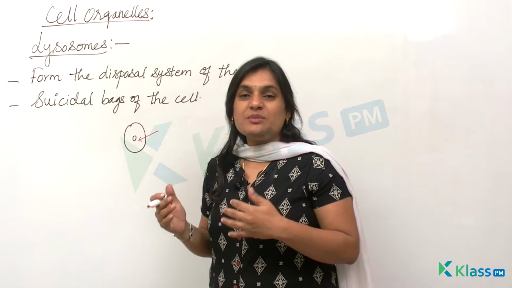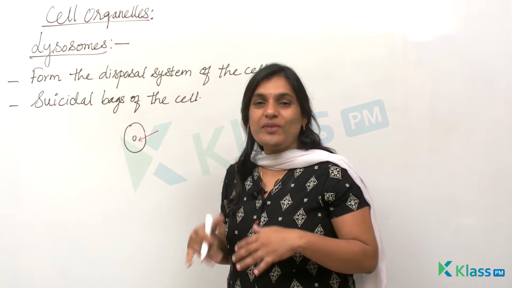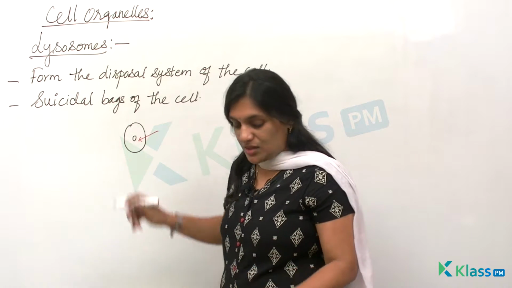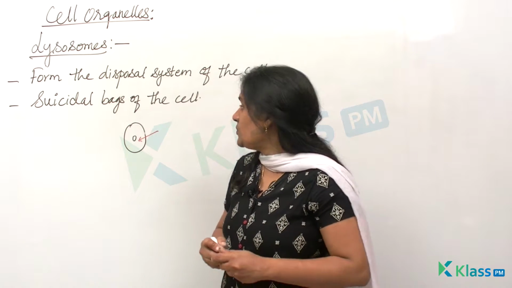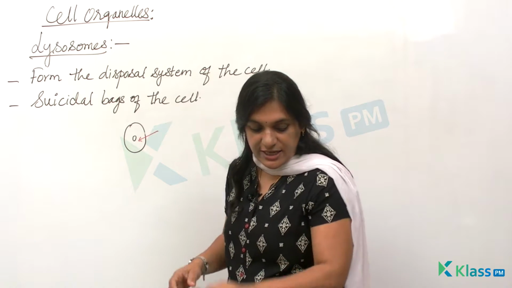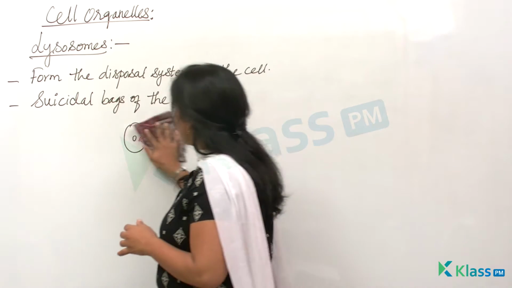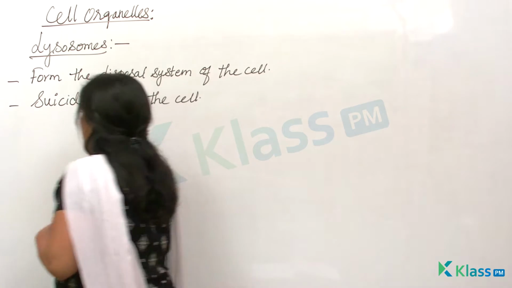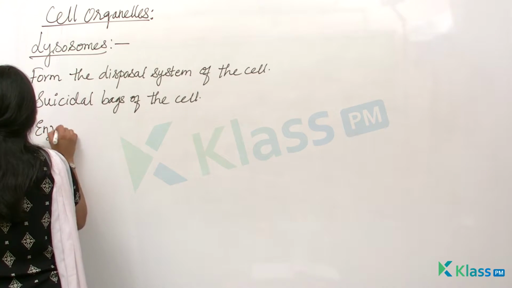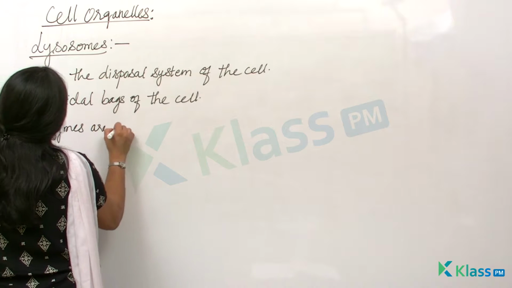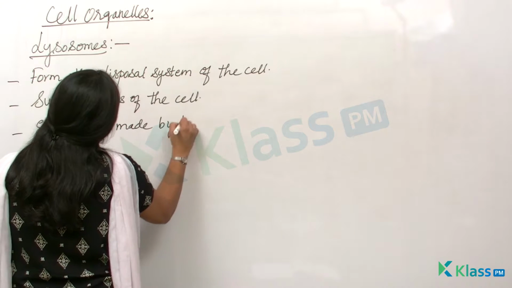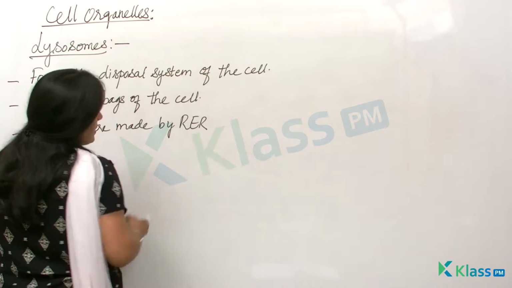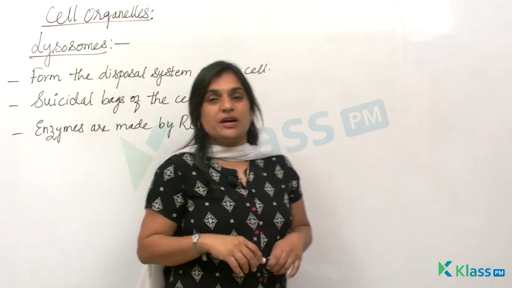So by doing this, that means they are committing suicide, they are killing themselves, right? That is the reason they are called suicidal bags of the cell. Or you can say that the enzymes which are present inside the lysosomes are made by RER.